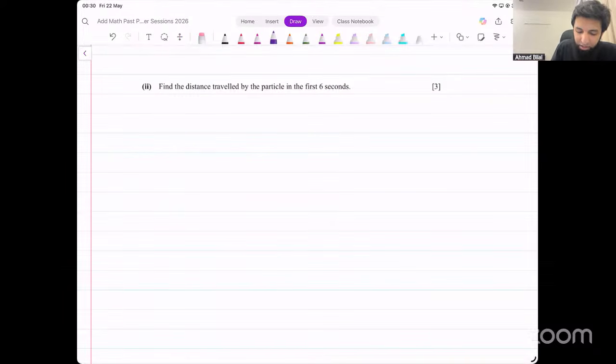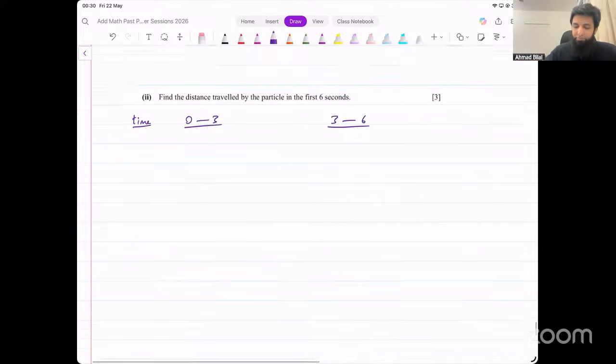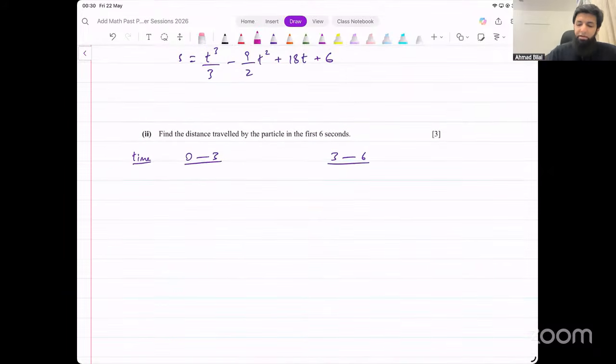So we have to break the journey into two parts. Let's consider time from 0 to 3 separately and from 3 to 6 separately. We already have the displacement function, so just input the limits in that. Find first the displacement separately from 0 to 3.